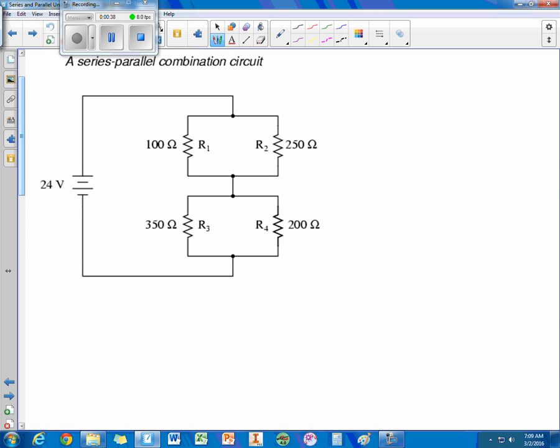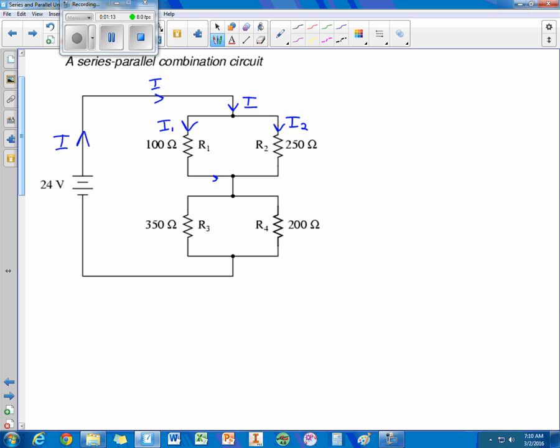When I look at this, the first thing I do is draw out the path of all of the currents. So I have a current that's leaving my power supply. It's a 24 volt power supply. That current travels up here, and when this current encounters this first junction, it's going to split up. So let's say I have an I1 going through resistor R1, and an I2 going through resistor R2.